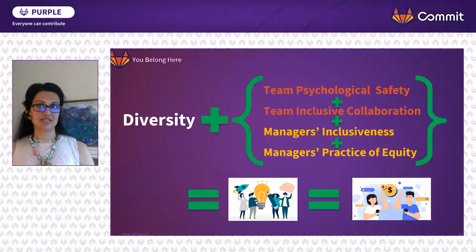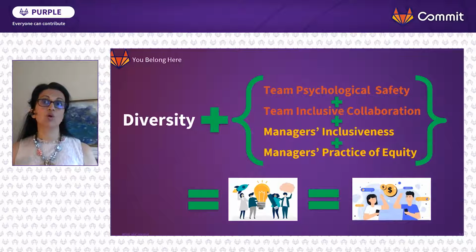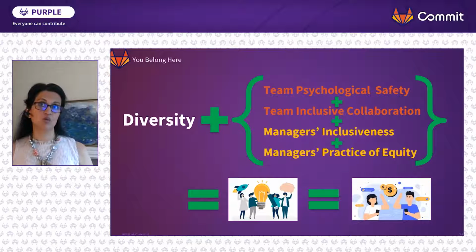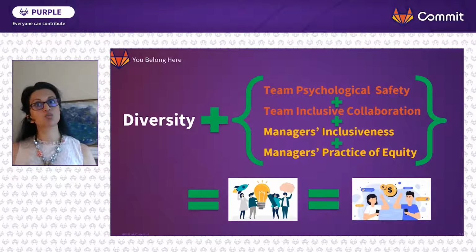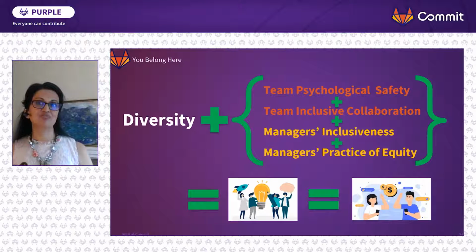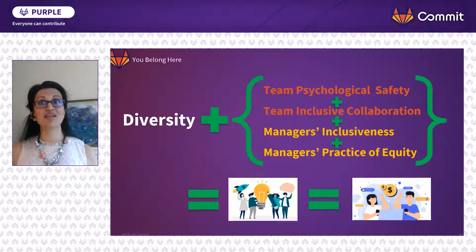We need diverse teams, sure, but we also need teams' psychological safety, plus team inclusive collaboration, plus managers' inclusiveness, plus managers' practice of equity. And that leads to innovation and growth and revenue. We need all of these parameters to work together every day, and we can't remove any one of them. Teams need to feel included and safe before they can better collaborate. So we can see here that we have two key opportunities, one at the team level and one at the manager level.